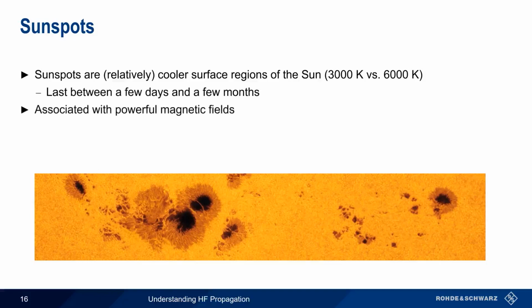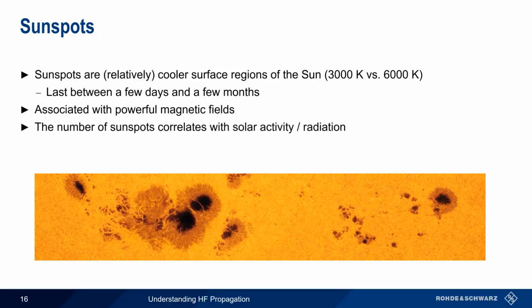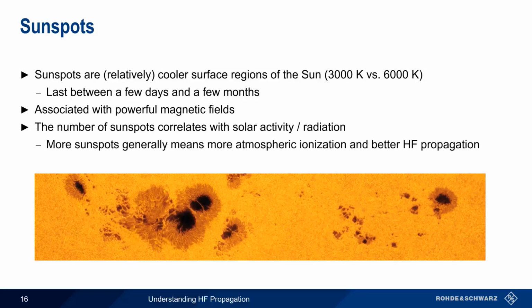Sunspots are associated with powerful magnetic fields, and these fields affect how much radiation is given off by the Sun. The greater the number of sunspots, the higher the level of solar activity and radiation. And because of this, more sunspots generally means higher atmospheric ionization, a higher MUF, and better overall HF propagation.